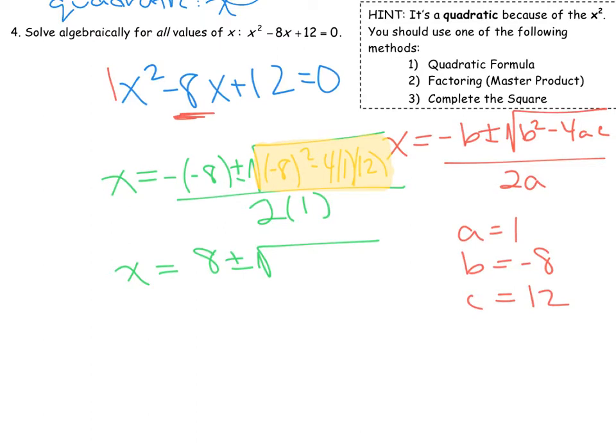So when I put that in the calculator, let's see what we get. We get 16. So I'm going to write that there, and that becomes a 2. If I clean this up a bit, I have x equals 8 plus or minus the square root of 16, which is 4, all over 2.